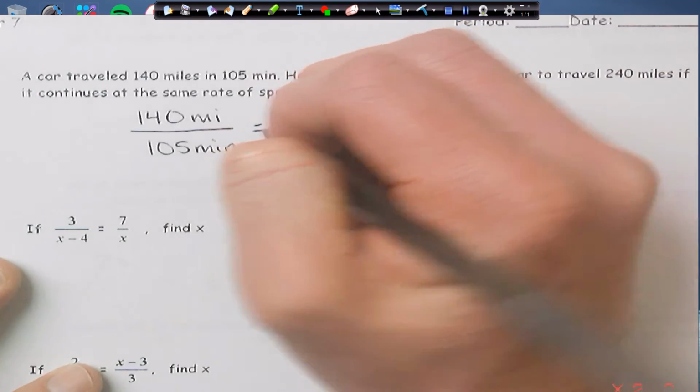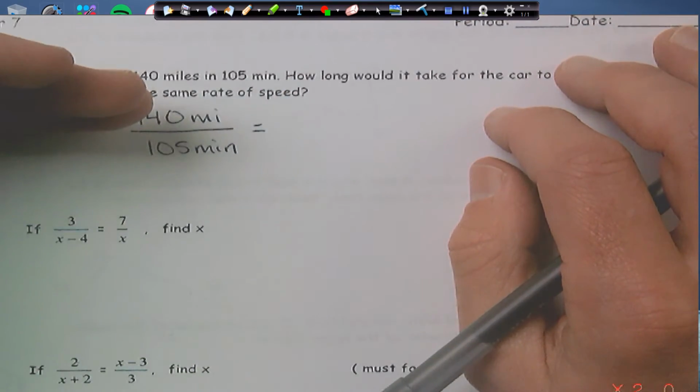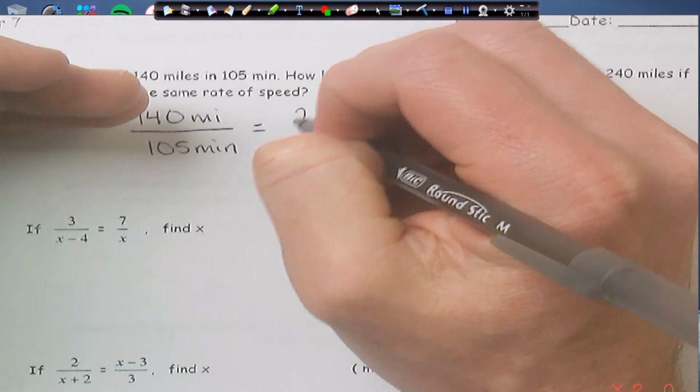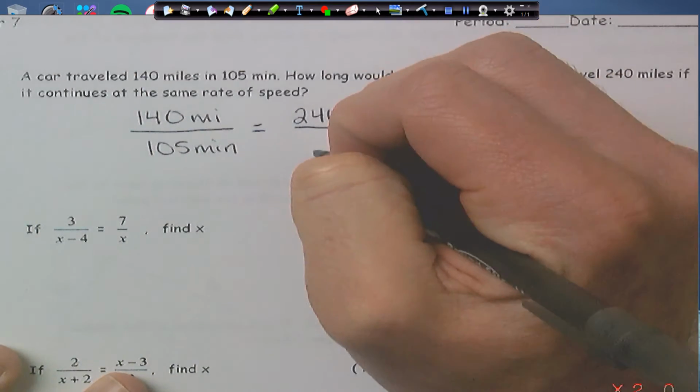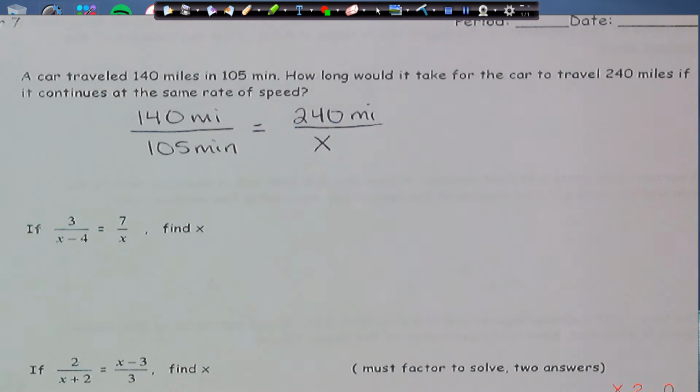And so what we want to do is stay consistent. Notice we have the miles on the top. We want to keep miles on the top. So we know the miles are 240. I don't know the minutes. That's what we're trying to find, how long. So that's what we're going to solve for.